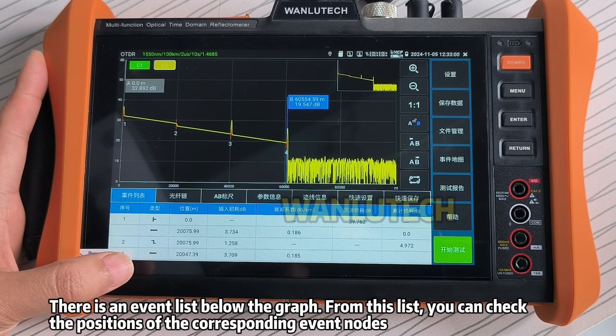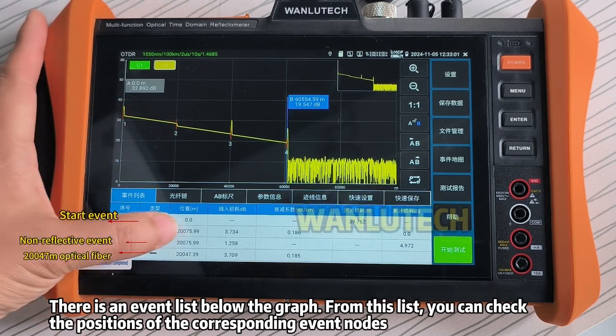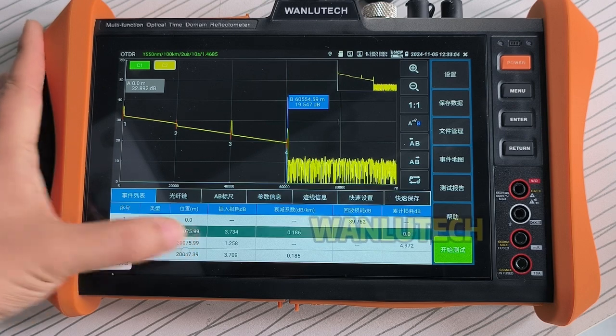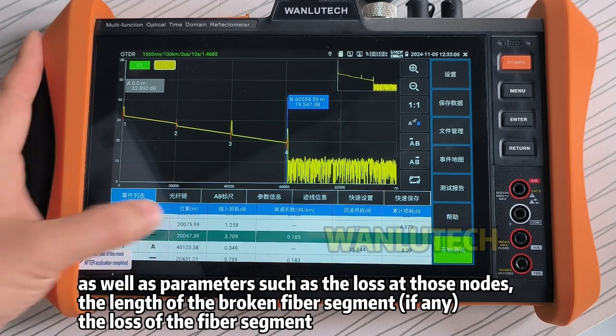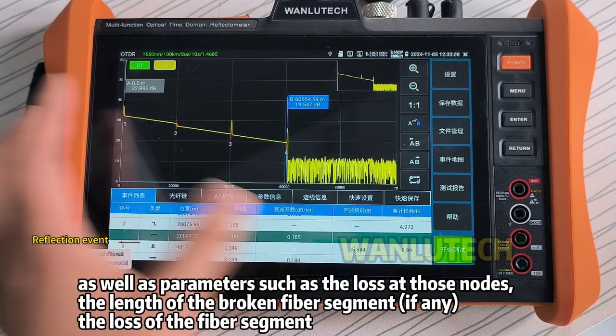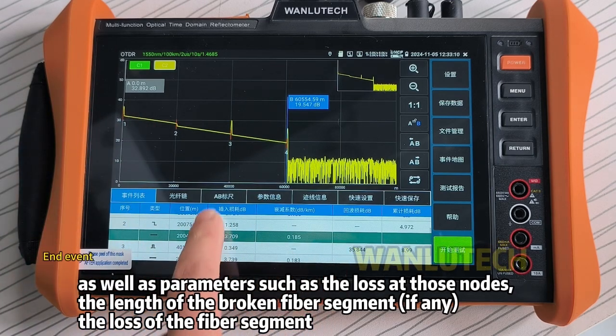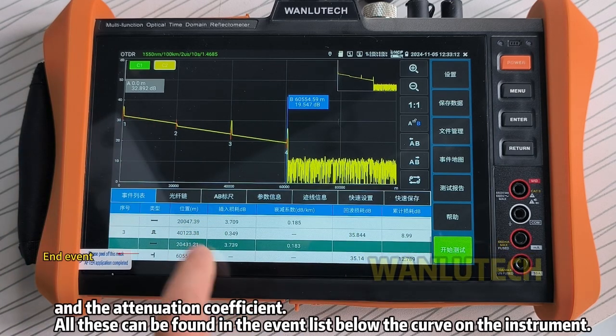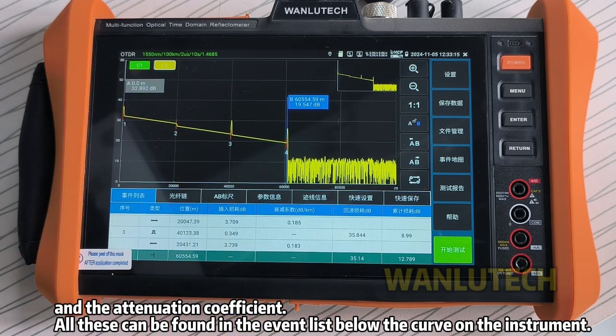There is an event list below the graph. From this list, you can check the positions of the corresponding event nodes, as well as parameters such as the loss at those nodes, the length of the broken fiber segment if any, the loss of the fiber segment, and the attenuation coefficient. All these can be found in the event list below the curve on the instrument.